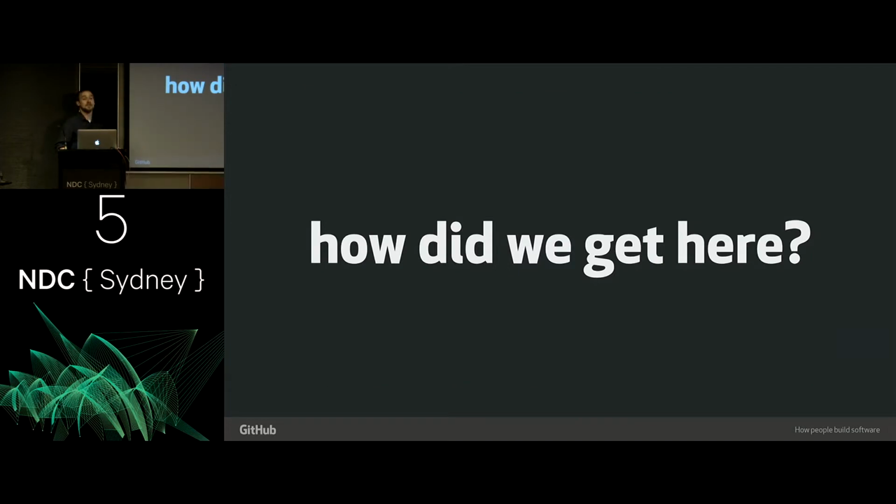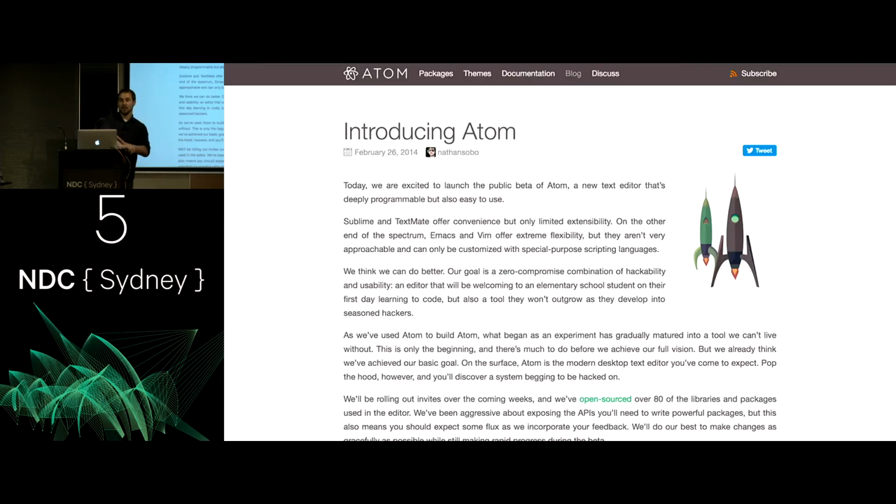So before we dive into the source code, I want to give you some backstory on Electron and how it came to be. So you might have heard of Atom, the editor that GitHub put out. It was a while ago, February 2014. We published it out as a private beta, and then we open sourced it a couple of months later. But the history on this actually goes back a bit further.